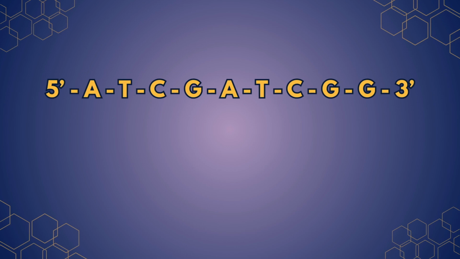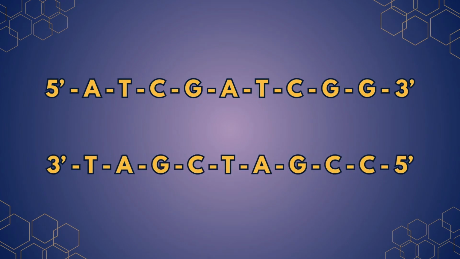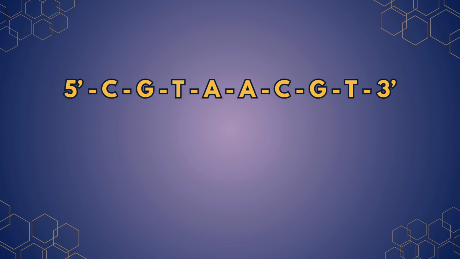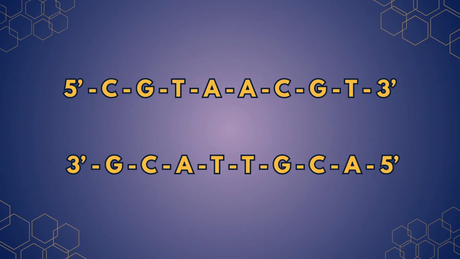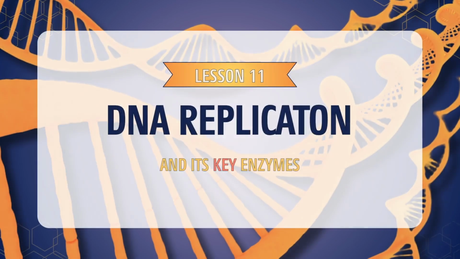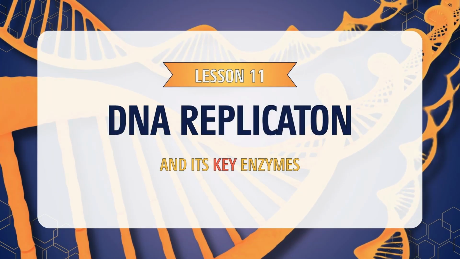Here is our first single strand DNA. If you answered 3' TAG CTA GCC 5', then you are correct. Here is our second single-strand DNA. If you answered 3' GCA TTGCA 5', then you are correct. That's all for our review. Hopefully you learned a lot, and hopefully you had fun with this initial review.